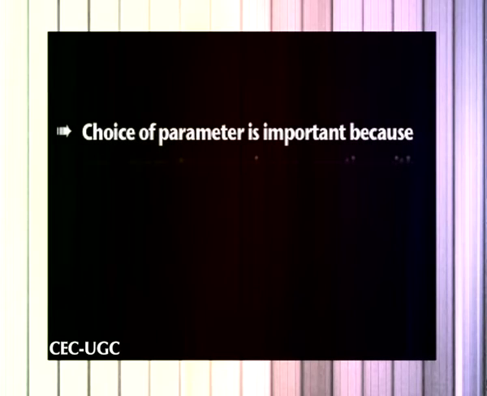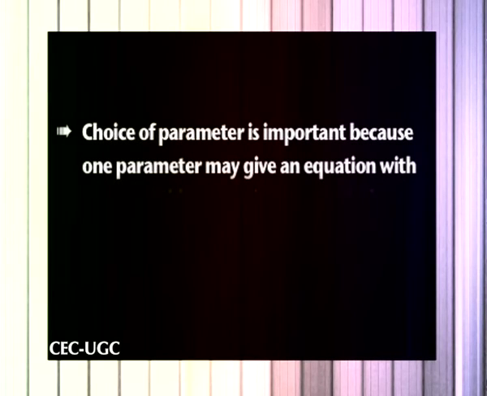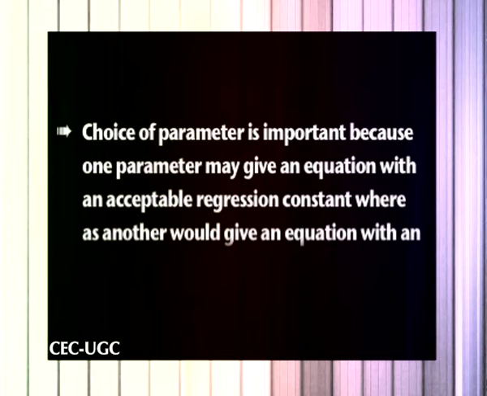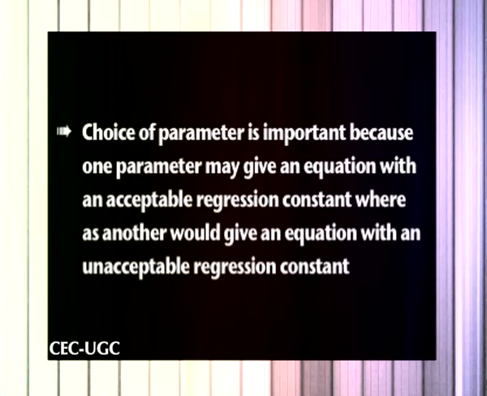Furthermore, extreme parameter values should not be used because they are likely to dominate the regression analysis and so give less accurate Hansch equations. Their presence suggests that the parameter is either not suitable or there is no possible correlation. The choice of parameter is important because one parameter may give an equation with an acceptable regression constant, whereas another would give an equation with an unacceptable regression constant.